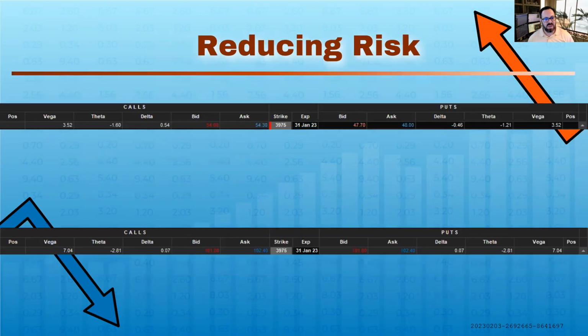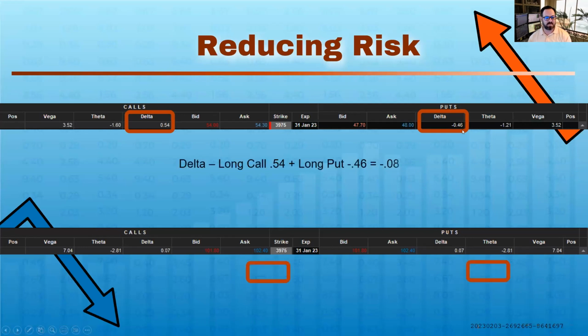Okay. Anyway, when we're talking about reducing risk here, we're looking at calls and puts of a security. This actually happens to be the S&P 500 index that I used. And you can see we have a delta on the call side of 0.54. On the put side, the delta is negative 0.46. Okay. So if you end up doing a long call plus a long put, buying one of each, you're basically combining those deltas because you're buying at positive 54 and you're buying at negative 46.